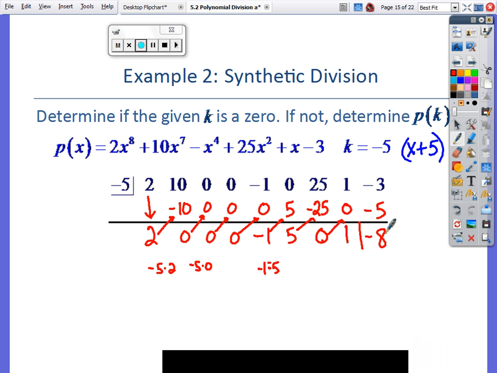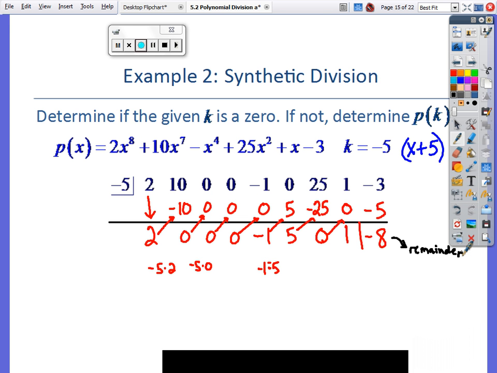Is k a 0? No. Well, how do I know that? How could I justify it? The remainder is negative 8 and not 0. If the remainder is 0, that would make it a factor. That would make k a 0, and it would make x plus k a factor.